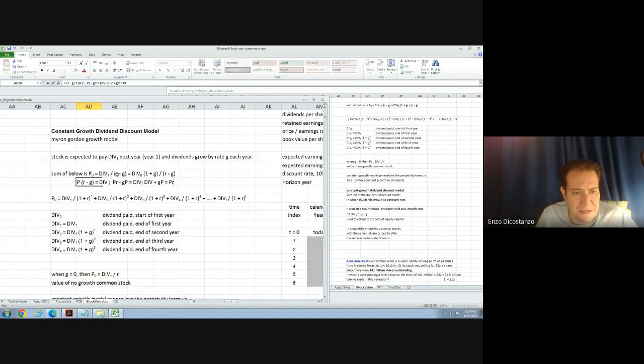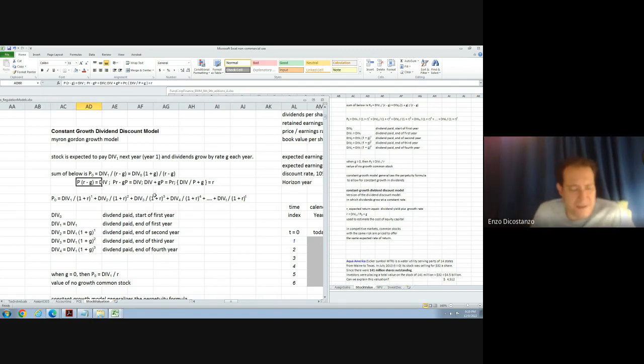So then when you divide here, so you have dividend over P plus G equals R. Something like that. Okay. That's it. Yeah. And you could put all the subscripts.